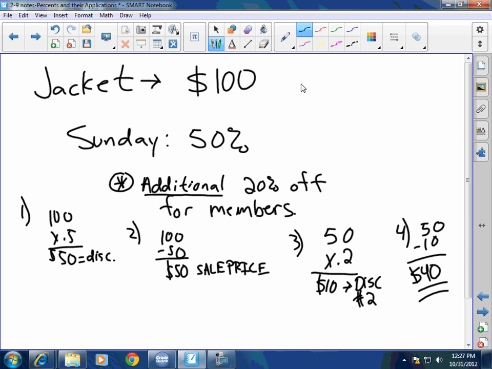Which equals $50 discount. 100 minus 50 is $50 sale price. Now you have the additional 20%. So $50 times the 20% is $10 for discount number 2. So then $50, which is the sale price, minus discount number 2, $10, is $40, your ending price.